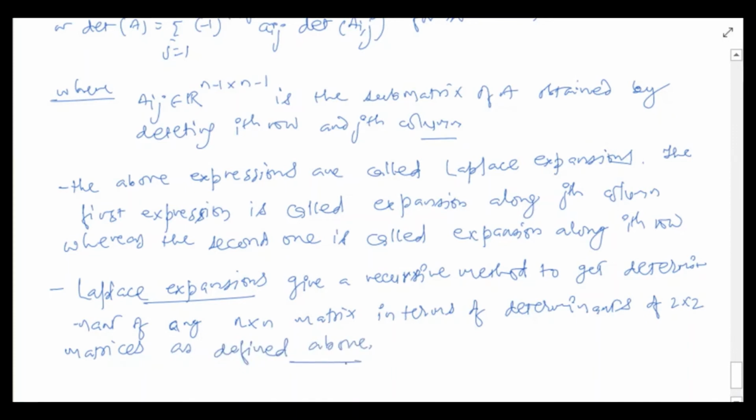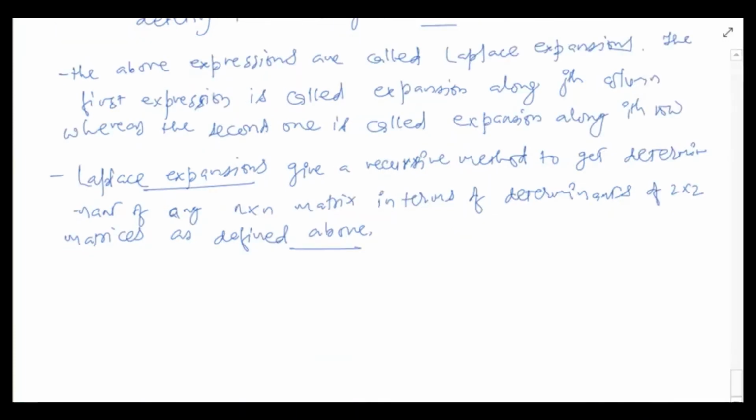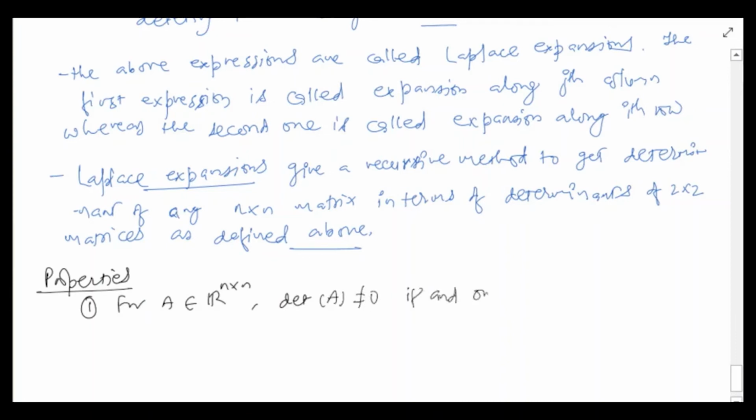We will now see a few properties of determinants. The first property is for any square matrix, its determinant is non-zero if and only if the matrix is invertible.